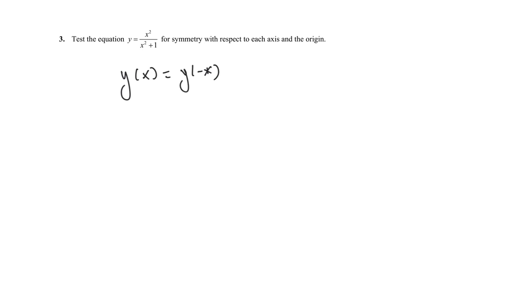Let's erase here. So let's see. What is y of x? Y of x is x squared divided by x squared plus 1. What is y of minus x? Y of minus x is when you plug in minus x wherever you see the x. So I see an x squared here, so I will plug in minus x squared.